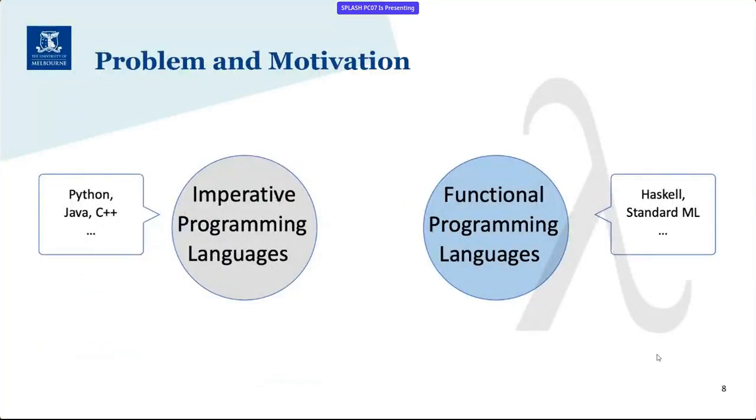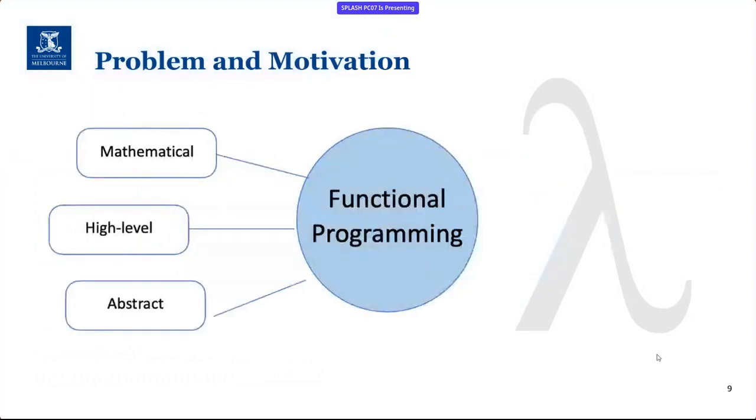Okay, so as we know, there are different programming languages. Some are imperative, such as Python, Java, C++, and some other ones are declarative, and some of them are functional. So it includes Haskell and Standard ML. And what we're interested in today is the functional programming languages.